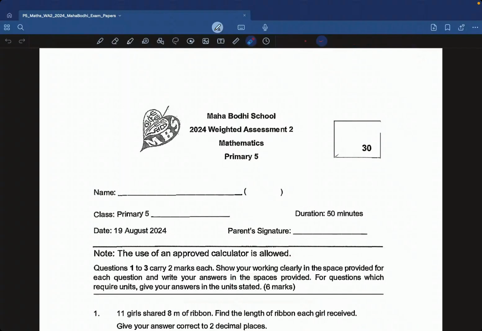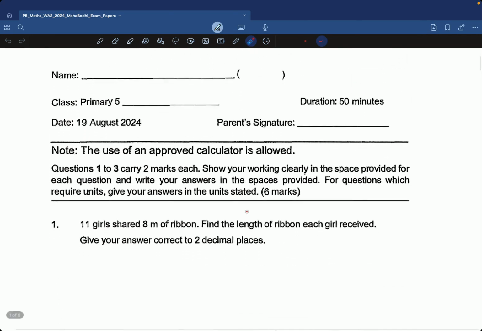Alright, in this video, we're going to go through the Maha Bodhi School 2024 Assessment 2, Primary 5 Mathematics. So let's get started.